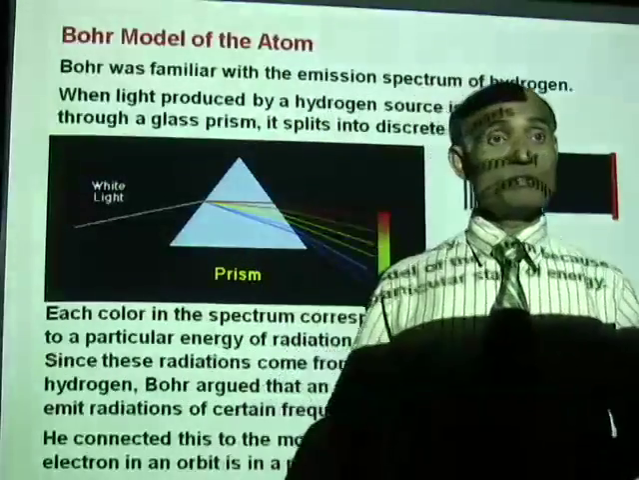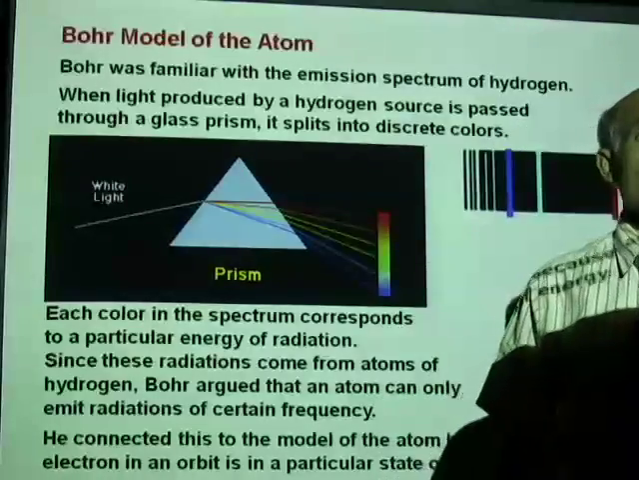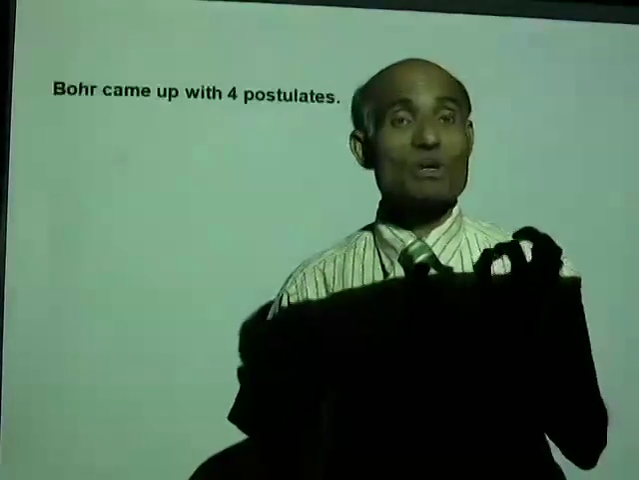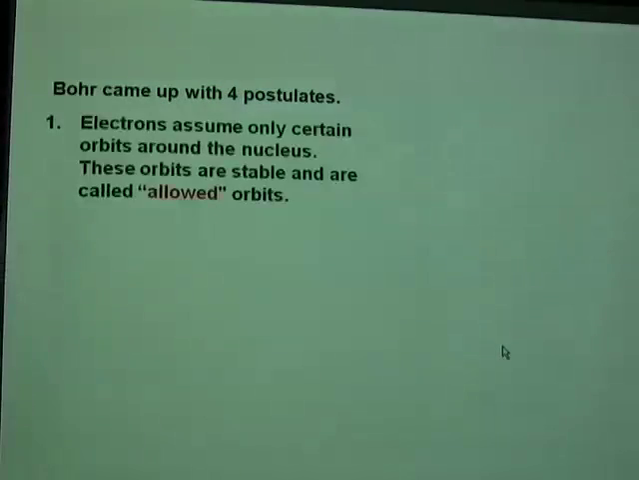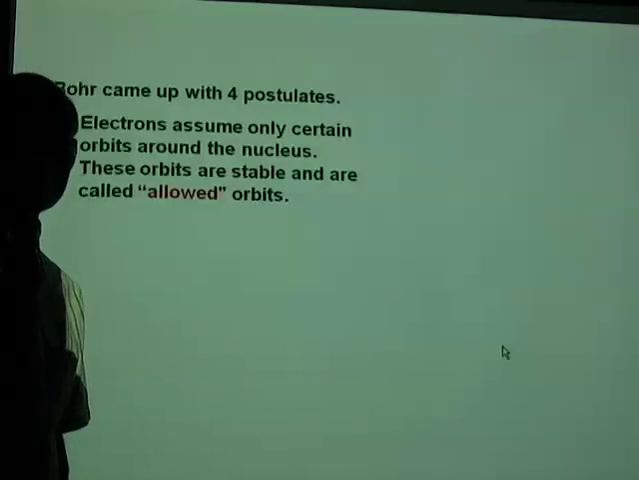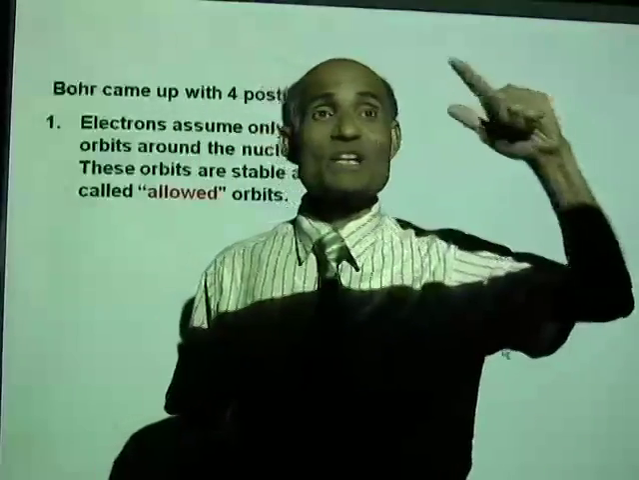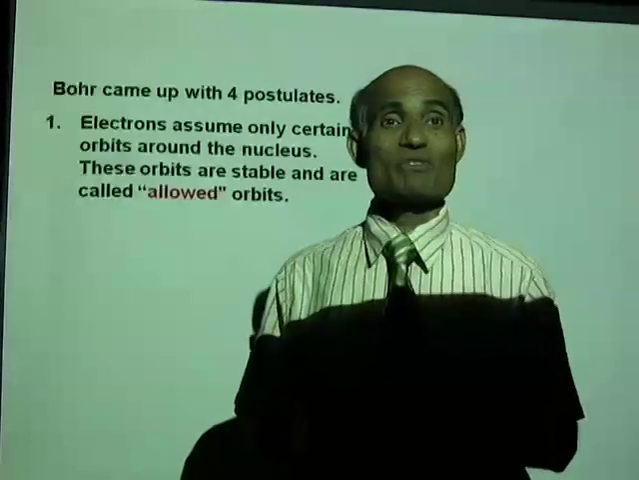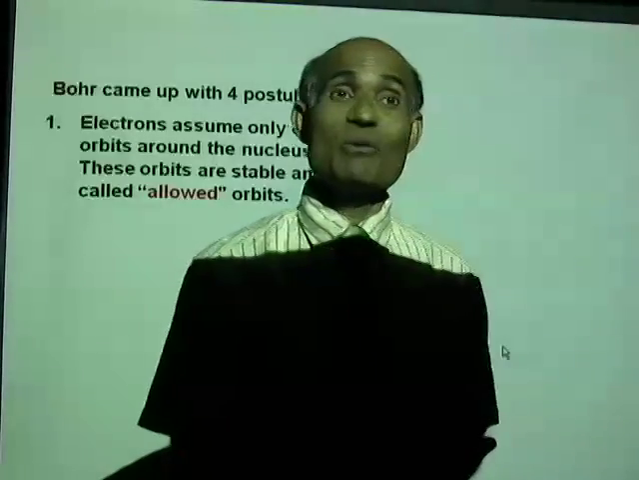Well, so what did Bohr do? So Bohr connected this idea to the model of the atom that he proposed, and he came up with 4 postulates. These are important postulates, and let's take a look at each of these postulates. Postulate number 1, he said electrons assume only certain orbits around the nucleus. It cannot assume any orbit. It can only assume certain orbits around the nucleus, and these orbits are stable and are called allowed orbits.